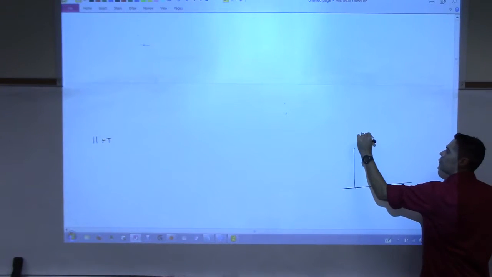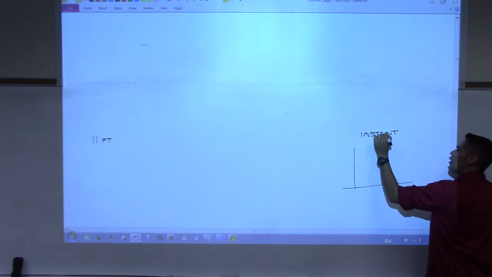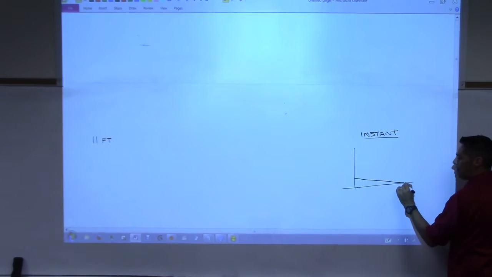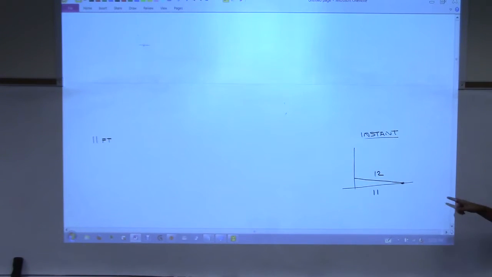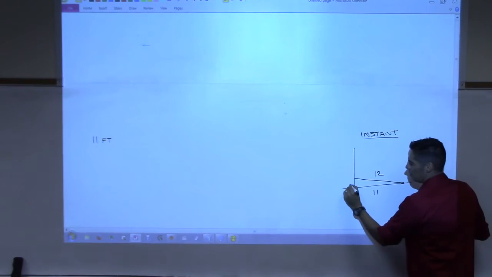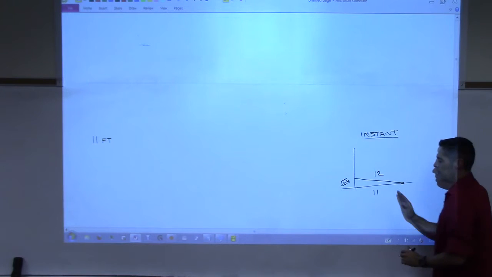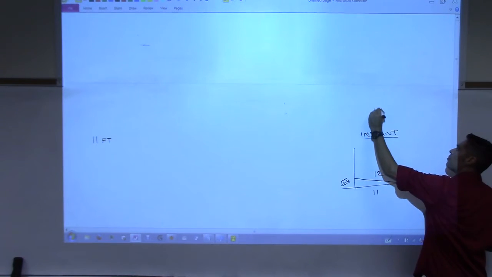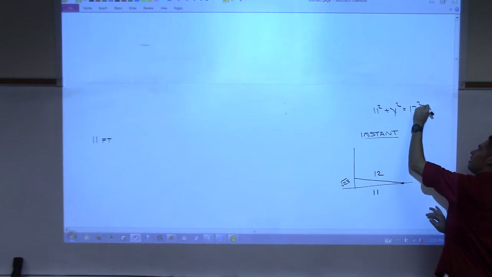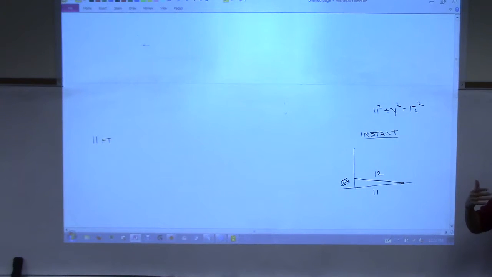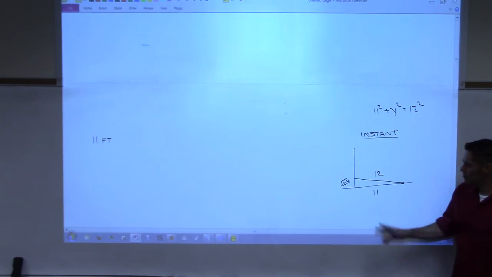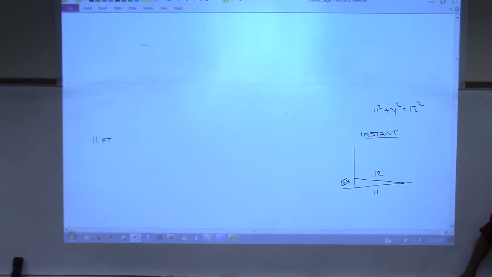In your instant picture, what changes is that you're going to have 11 here. This is still 12. And your y changes now to be whatever that is. So 144 minus 121, 23. I think it's root 23. Is that right? It's 11 squared plus y squared equals 12 squared. That's 121, that's 144. We'd subtract 144 minus 121. Is that 23? Yes.